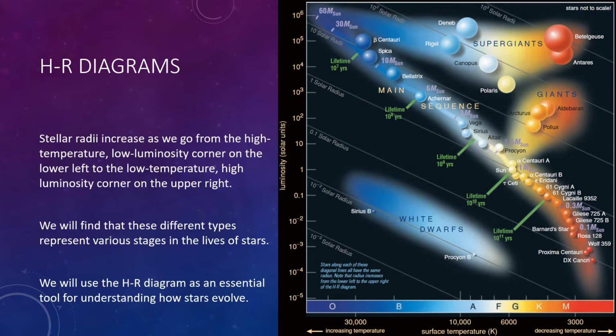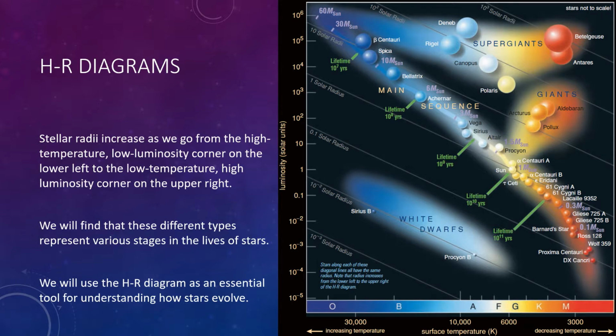In later lectures, we will find that these different types represent various stages in the lives of stars, as I got ahead of myself and just mentioned. For example, stars can move through the HR diagram as they leave the main sequence and become red giants. We will use the HR diagram as an essential tool for understanding how stars evolve. And again, you're going to see this thing pretty much through the rest of our course now.